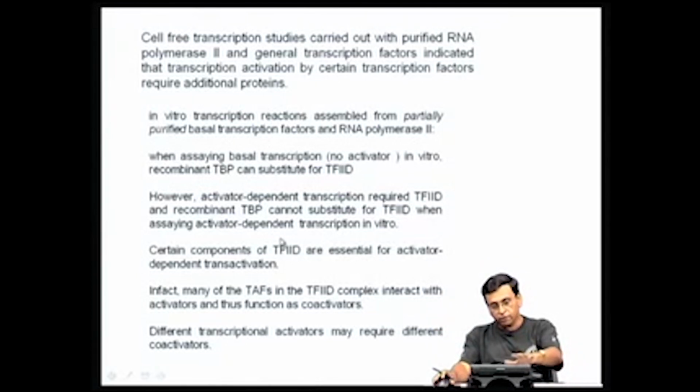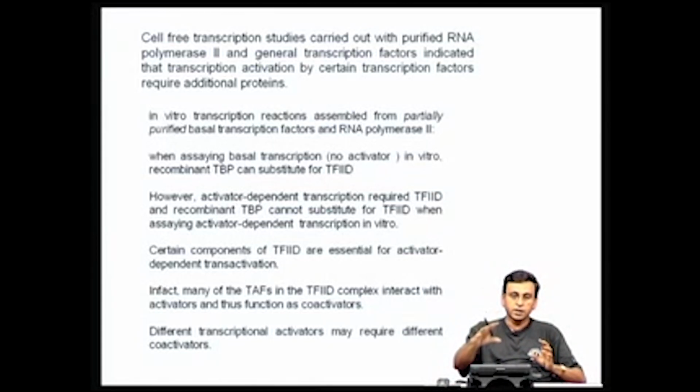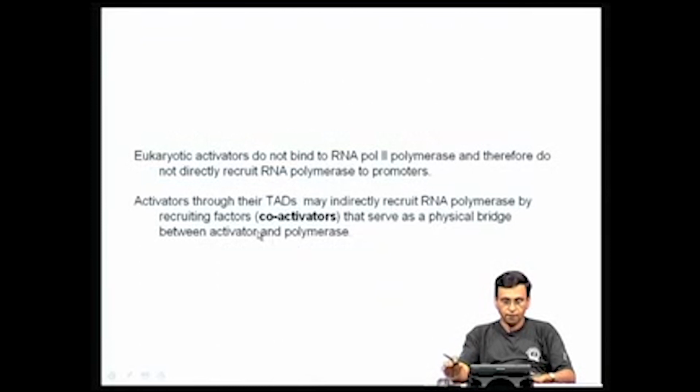So, the outcome of what I have told you so far is that to demonstrate activator dependent transcription in cell-free transcription assays, TBP is not sufficient; you require TFIID. I am clearly telling you that for certain transcriptional activators, TAFs, which are components of TFIID, function as coactivators, and they are required to facilitate interaction between RNA polymerase II and the activator. Eukaryotic activators do not bind RNA polymerase and therefore do not directly recruit RNA polymerase to the promoter. Activators through their transcription activation domains may indirectly recruit RNA polymerase to the promoters by recruiting factors, which I just now called coactivators, and these coactivators serve as a physical bridge between activators and RNA polymerase. This is one important paradigm that emerged from the mechanistic studies on transcriptional activation domains of a number of eukaryotic factors.